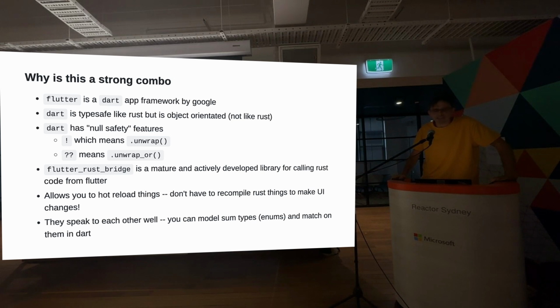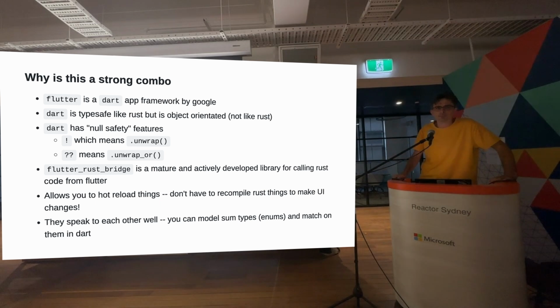I don't know why Dart exactly exists. It doesn't have a good reason to exist, in my opinion, but it did, and Google's behind it, so the tooling is pretty good around the language. It has some null safety features, which is nice to have. It just means you can do unwraps really easily, which is not what I had in mind when thinking about null safety, but you have a little exclamation mark to do an unwrap. You have a question mark, which means unwrap or, and you can tell the compiler that this is an option very quickly by putting a question mark at the end of the type. Okay, so it's mature.